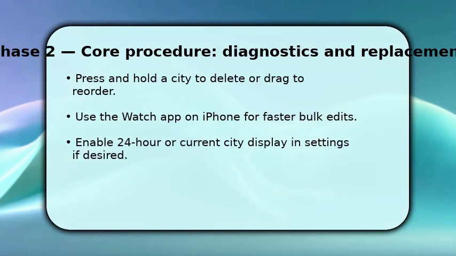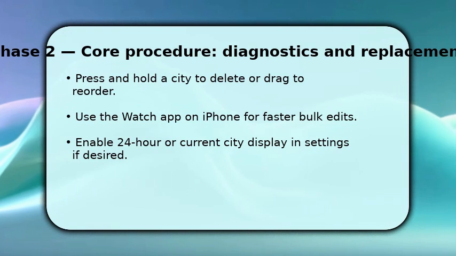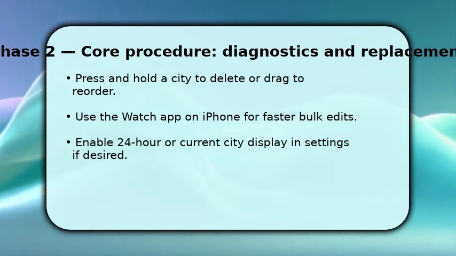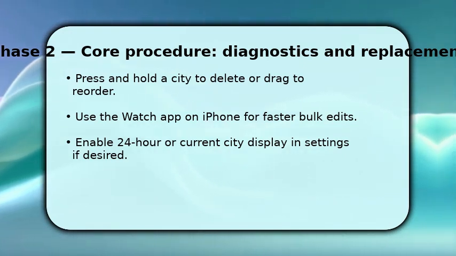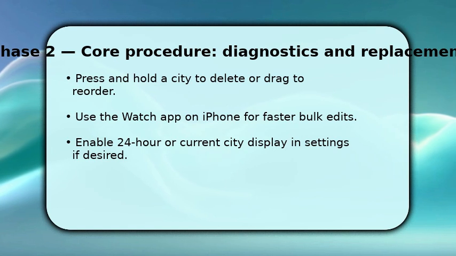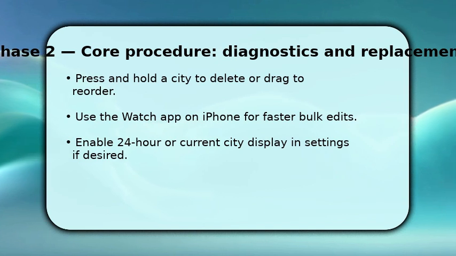Once cities are added, you manage them directly on the watch or from your iPhone. Press and hold a city row to delete or use the edit button to reorder. Drag items to set priority. For bulk changes, open the watch app on your iPhone, tap clock, and adjust locations faster.